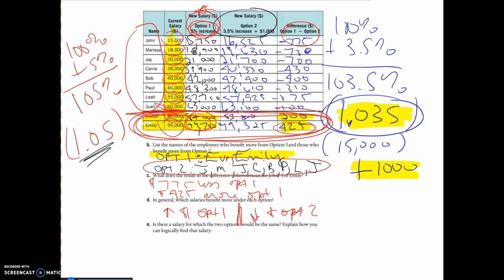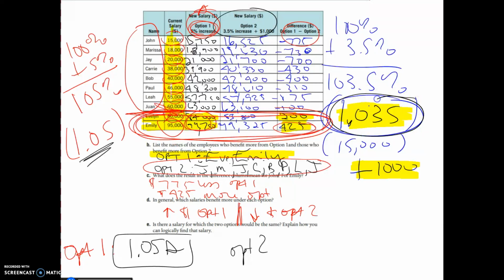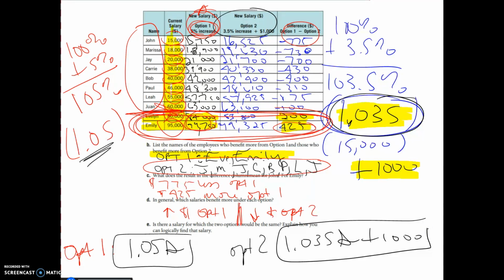So, in general, for option 1, what did we do? We took 1.05 times whatever their salary was. And so that was our formula to predict their new salary. For option 2, what math did we do? Well, we took 1.035 times their salary, but then we added $1,000 after the fact. And so using these multipliers is going to make it easier to use Excel and to write formulas. And we're going to use those to figure out the answers to E and F here.